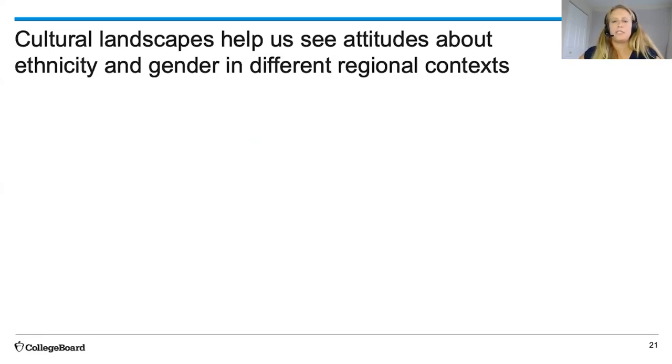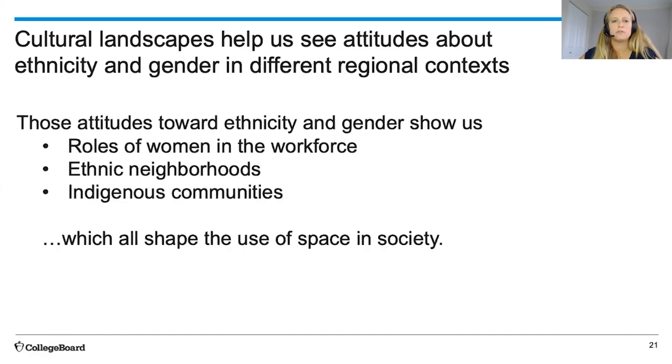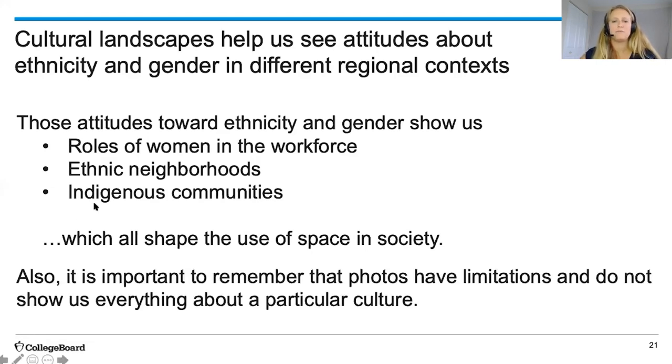Cultural landscapes can help us see all kinds of attitudes about ethnicity and gender across different regional contexts. You can see things like the role of women in that place, ethnic neighborhoods, or indigenous communities. And all of those help explain how space is used in a society and what's devoted to different spaces in society. But the thing to remember too is that the photo is not everything. You cannot tell every single thing about a culture, a gender, an ethnicity from a photo. So it's important to remember that photos do have limitations for looking at these things.